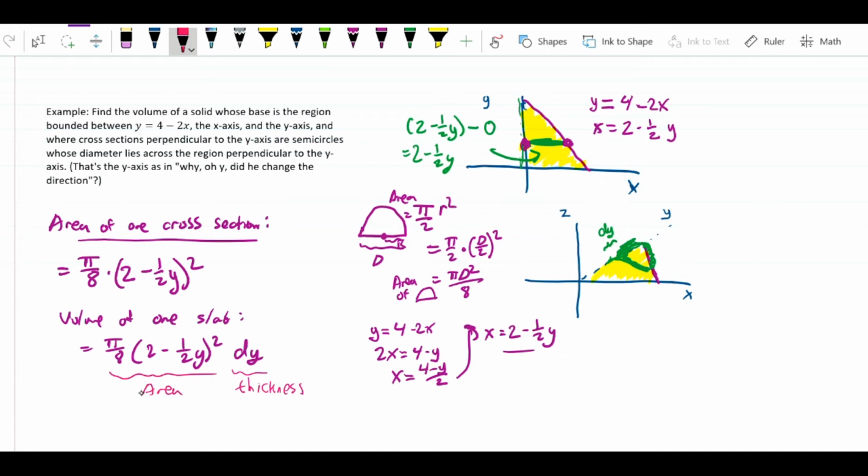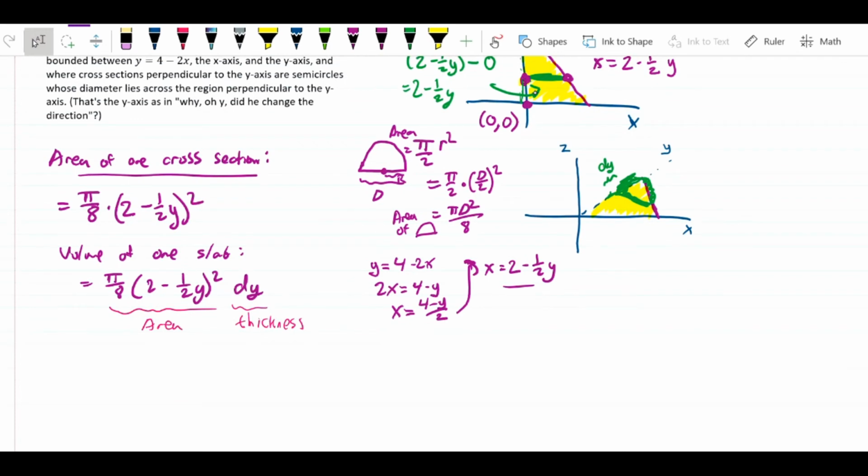That's just not allowed. So anyway, let's go back to the lowest possible value of y and the highest possible value. This point here at the bottom of the yellow region is (0, 0), and this point up here, which we can solve by setting x equal to 0, is (0, 4). So low value of 0, high value of 4.